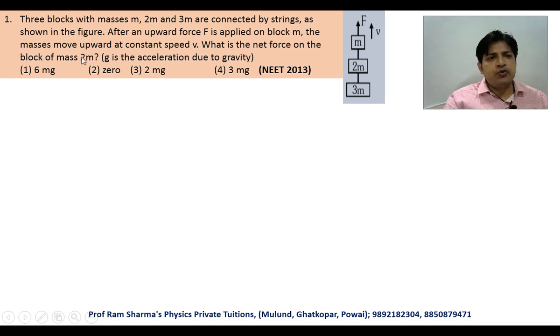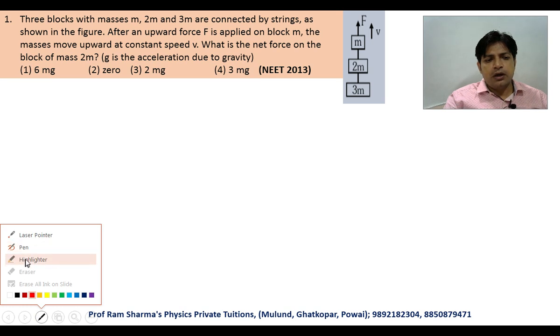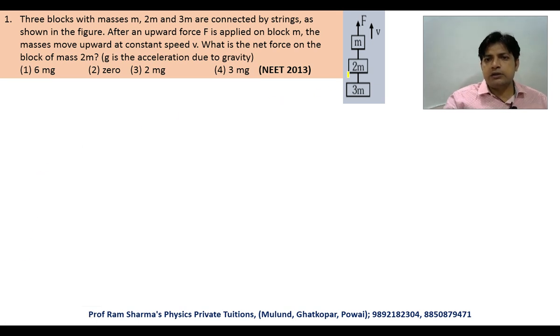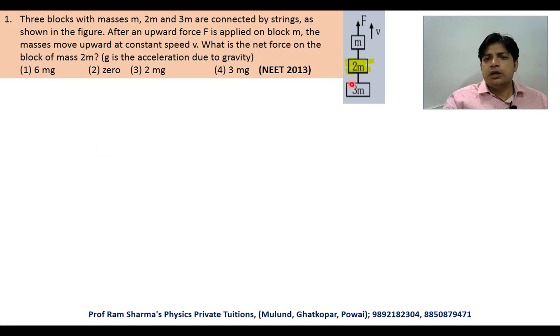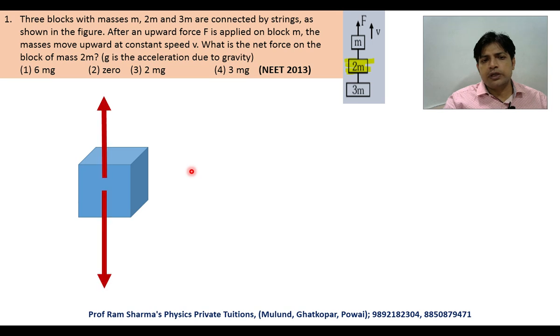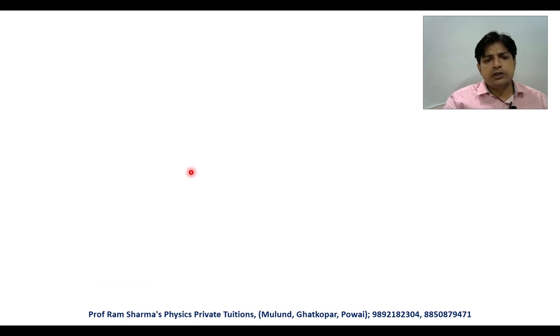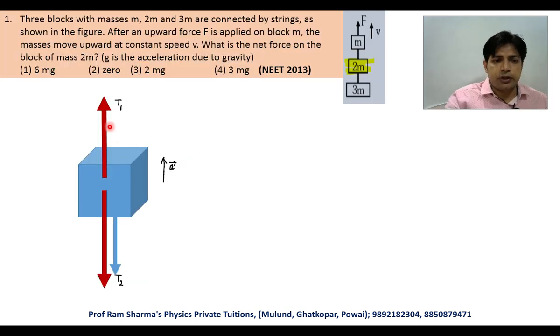What is the net force on the block of mass 2m? So because I am interested in 2m, what we can do is we can draw 2m separately. I'll draw this 2m separately outside, right? And whenever we draw the diagram of a body individually out of the system, then that diagram is called a free body diagram. And in a free body diagram we know that we show forces only acting on the body. So these are the forces acting on the body.